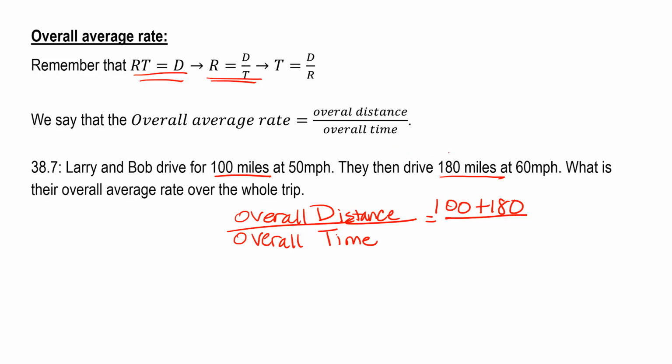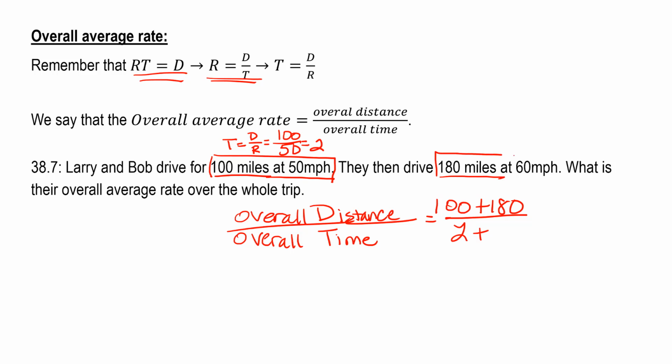Now, they didn't give us the overall time. We have to figure out what the time was. So if they rode 100 miles at 50 miles per hour, then the time for this part of the trip, T is equal to D over R. Time is equal to distance over rate. Distance was 100, the rate was 50, so the time for that part of the trip was 2 hours. So 2 hours right there.